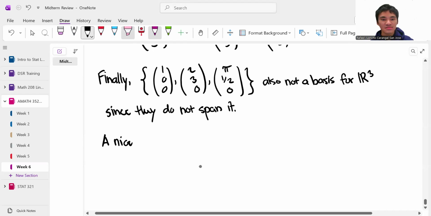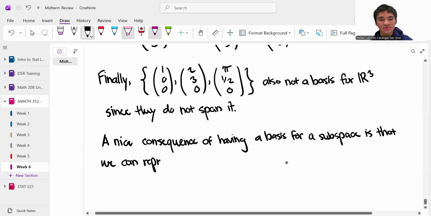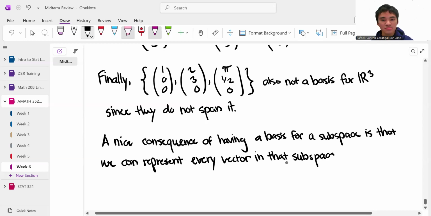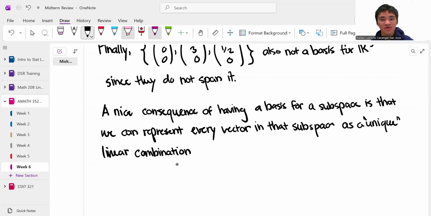So, a nice consequence of having a basis for a subspace is that we can represent every vector in that subspace as a unique linear combination of the basis vectors.